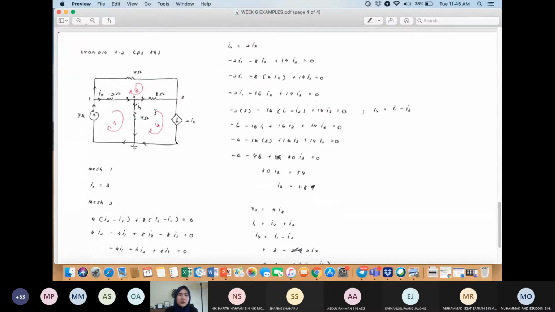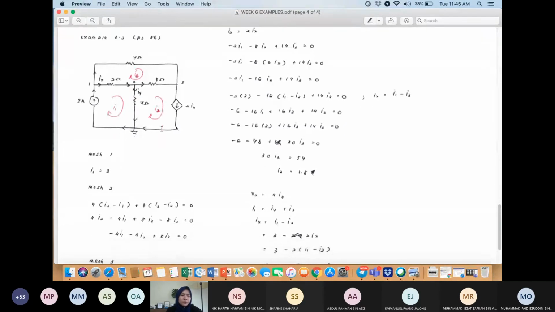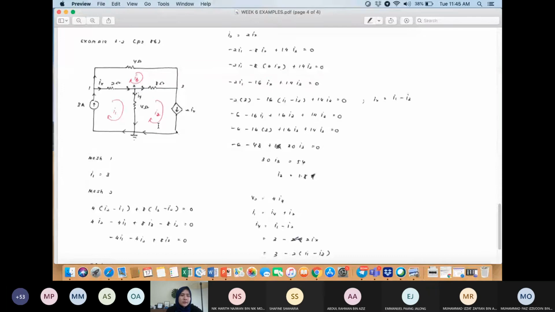So over here we have three loops, 1, 2 and 3. For loop 1 here, I1 is equal to 3, because we have a current source over here. So we can directly know that I1 is equal to 3. No need to do KVL. For mesh 2, this is mesh 2: 4 multiplied with I2 minus I1 plus 8 multiplied with I2.